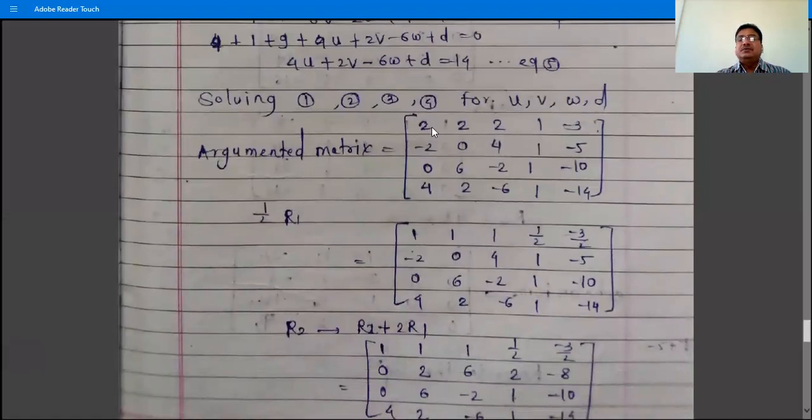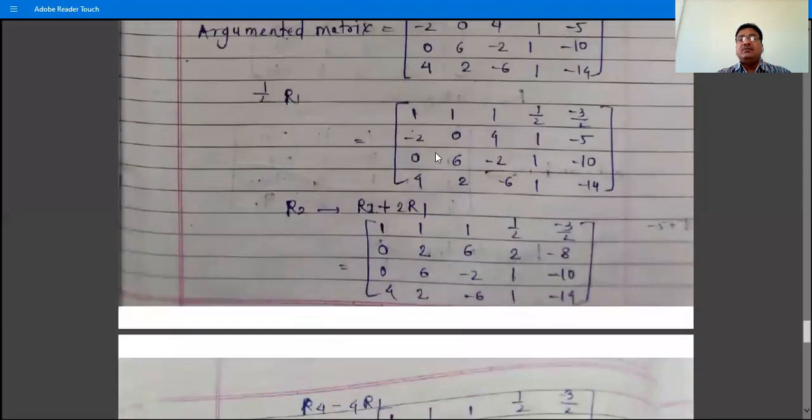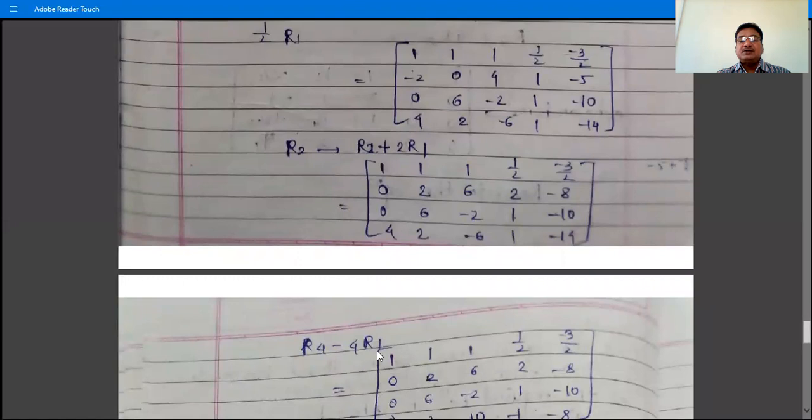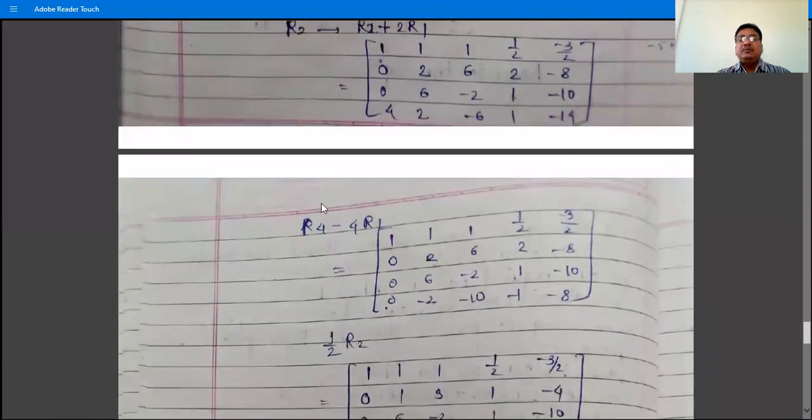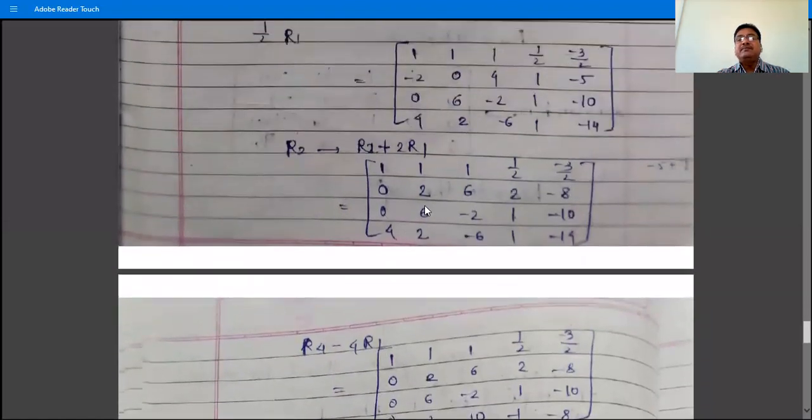So first, dividing the first row by 2, that is 1 half R1, we have this. That is, make this element 1. Then we have to convert these two elements. Already this is 0, so we have to convert this minus 2 and 4 to 0. So the operations are R2 plus 2 R1 and R4 minus 4 R1. Perform these two operations at a time or separately.